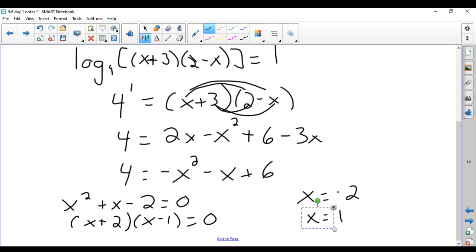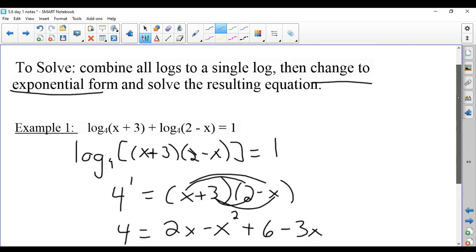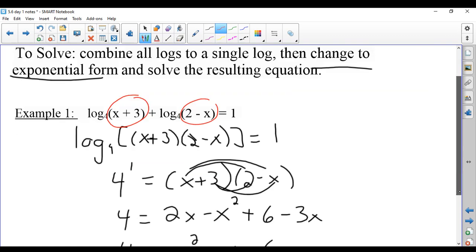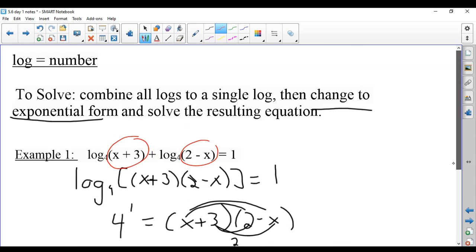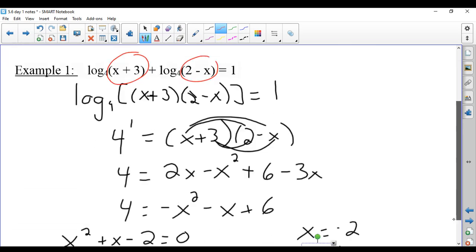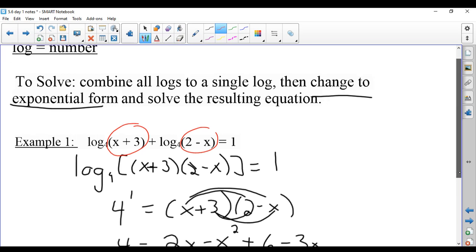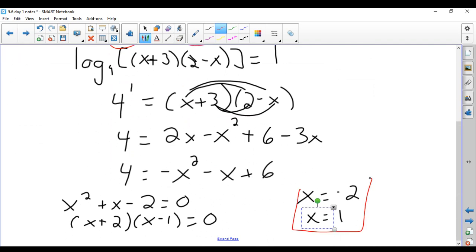But again, you need to go back up to the very top of the problem and check what's inside the arguments. So I have x plus 3 and 2 minus x. If I plug in my answer of negative 2, negative 2 plus 3 is 1, which is okay, and 2 minus negative 2 is 4, which is okay. So negative 2 works. Then I'm going to plug in 1. 1 plus 3 is 4. 2 minus 1 is 1. They're both positive, so they both work. And in this case, we have two solutions that both work in the original problem.